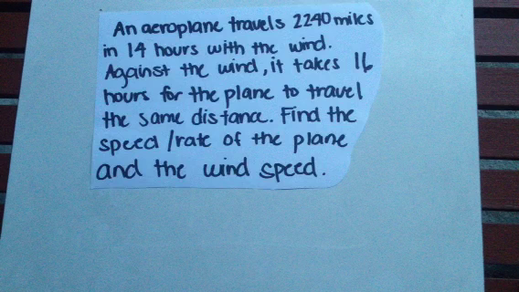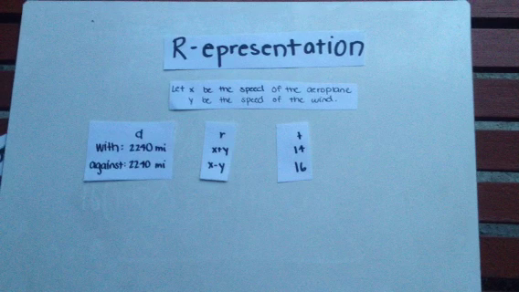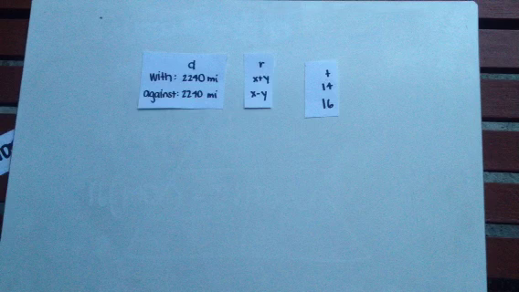So here, let x be the speed of the airplane and y be the speed of the wind for our representation. The distance for both is the same, 2,240 miles. Our unknown in the table is the rate, which is represented as x plus y for with and x minus y for against, and the time, which is 14 hours and 16 hours.